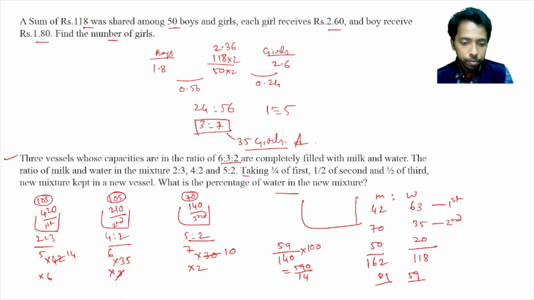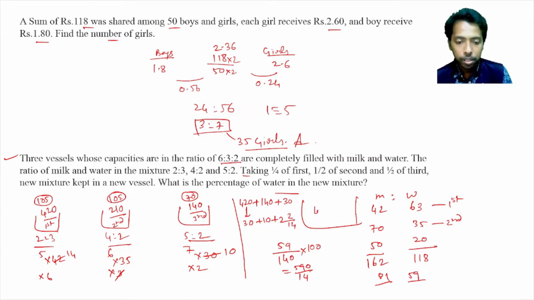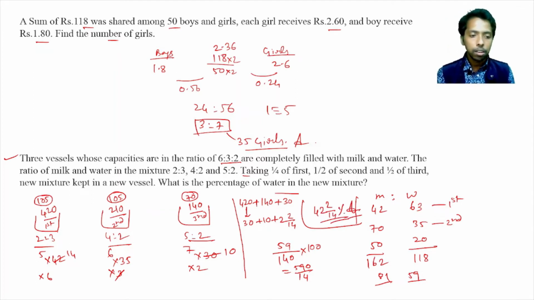See, 420, this is 30%, then 140 we can take, 560, then 30. So this is 30, this is 10, this is 2 by 14. So this is 40, 42 complete, 2 by 14. This is the answer here, right? I hope this is clear. Quite a lengthy one, but yes, you can solve it easily if you practice enough. Moving to the next.